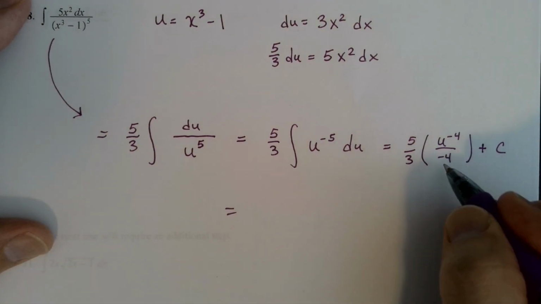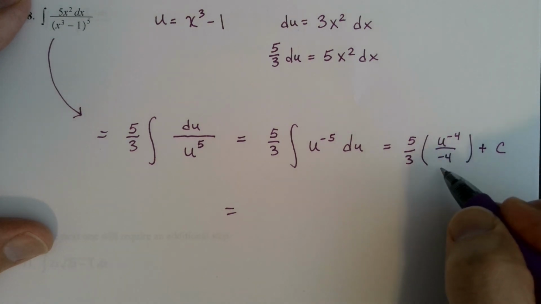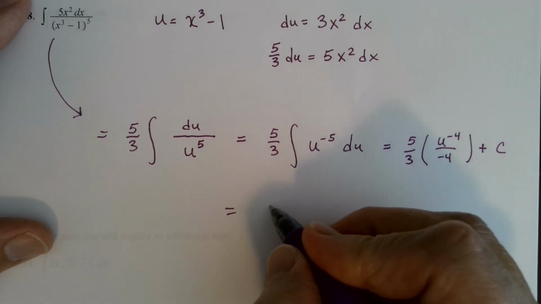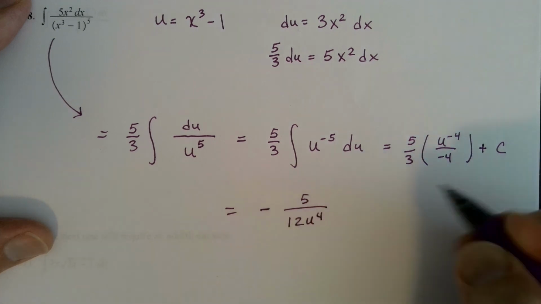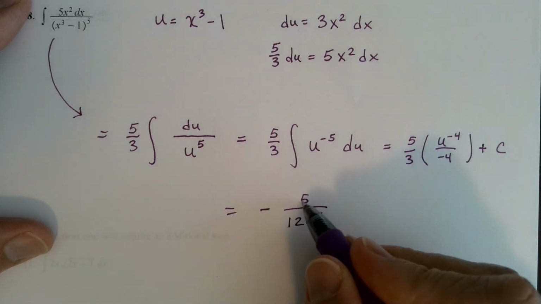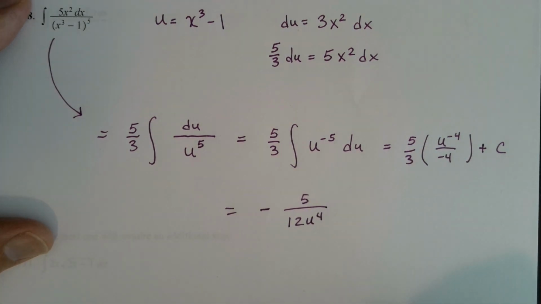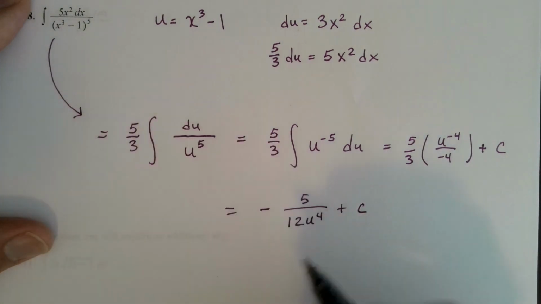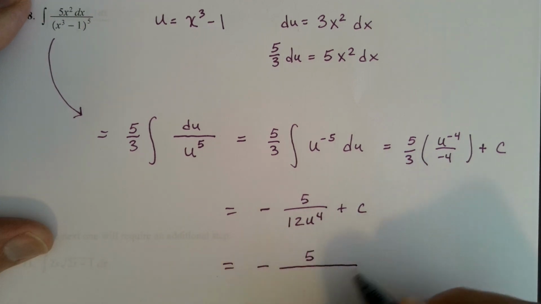Clean this up then. I've got negative 1/4 times 5/3. The u to the negative 4th comes down. I get negative 5 divided by 12 u to the 4th. So again, 5/3 times negative 1/4 gives me the negative 5/12. U to the negative 4 comes down as 1 over u to the 4th. And then the final thing, of course, remember, is to go back to the original variable, but that's simple. We simply replace u with x cubed minus 1.